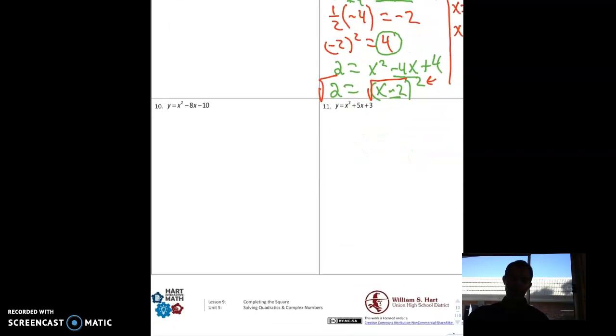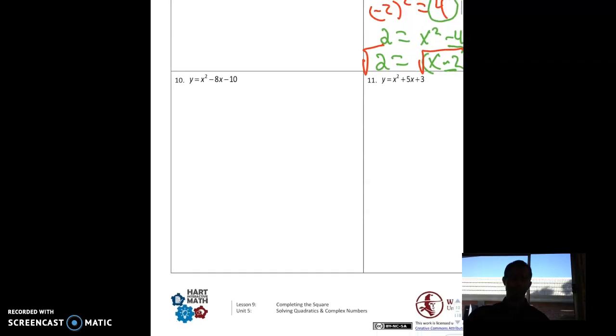So let's say for number 10, what are we doing here? Again, the directions are to solve for the x-intercept. So we always have to set y equal to 0. That's always the first step if we're going to solve for the x-intercepts. Setting y equal to 0, I get 0 equals x squared minus 8x minus 10.